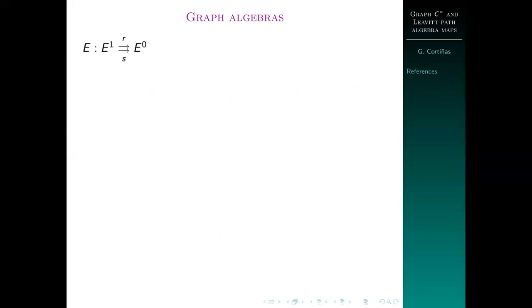Well, E will be a directed graph, consisting of a set E1 of edges, a set E0 of vertices, and two maps, the range map R and the source map S. I will assume today that my graph is finite. All my graphs will be finite, meaning that both E1 and E0 are finite sets. So it has finitely many edges and finitely many vertices.